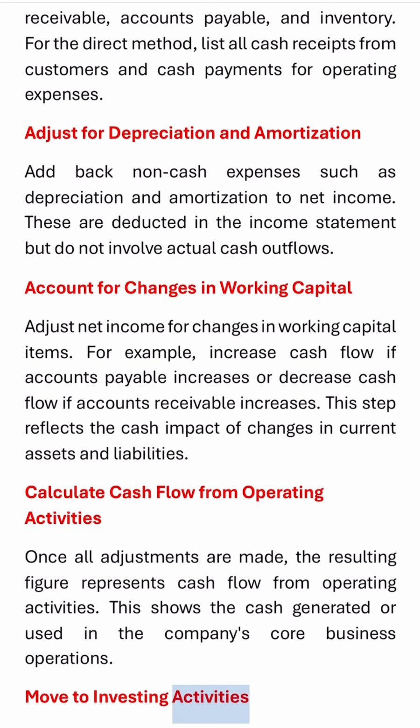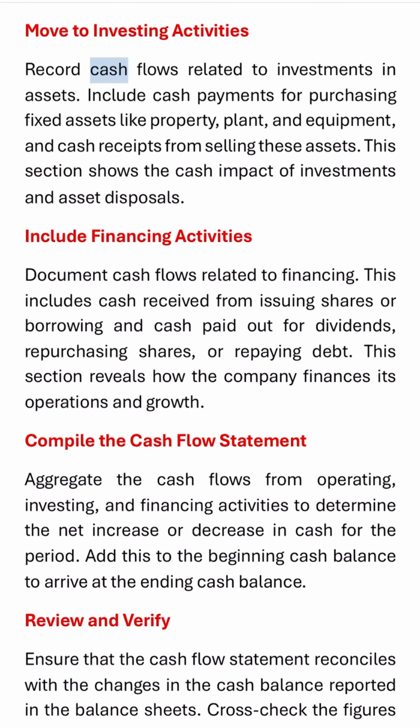Move to investing activities. Record cash flows related to investments in assets. Include cash payments for purchasing fixed assets like property, plant, and equipment, and cash receipts from selling these assets. This section shows the cash impact of investments and asset disposals.